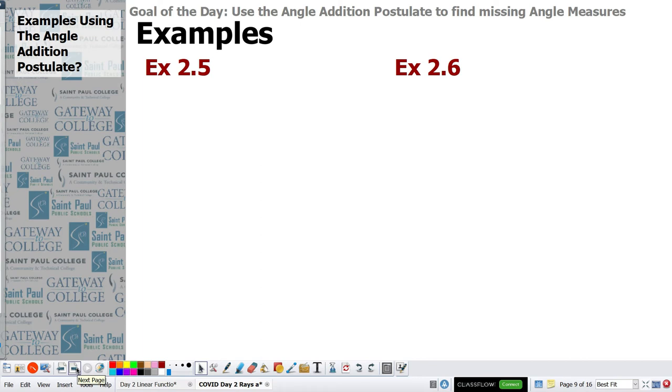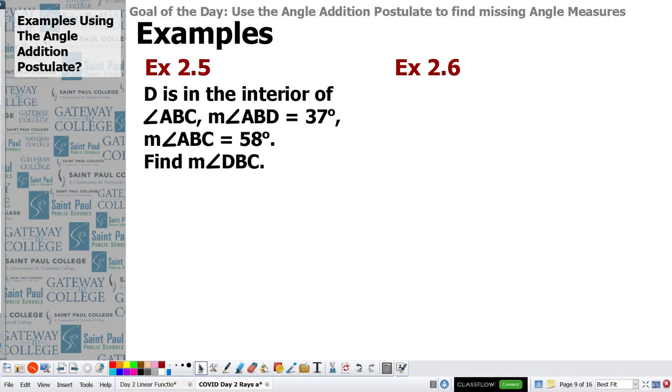All right, let's take a look at some examples of that. I'm going to give it to you in words, and we need to convert it into a picture, and then solve it. D is in the interior of angle ABC. The measure of angle ABD equals 37 degrees, and the measure of angle ABC equals 58 degrees. Find the measure of angle DBC. Reading that, it seems kind of complicated, but let's draw a picture of it.